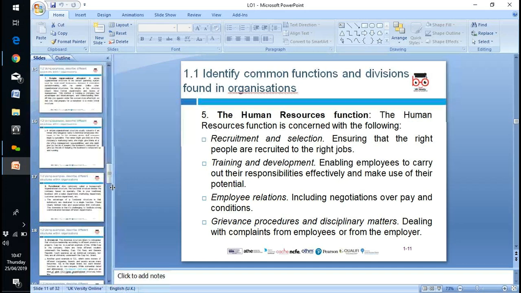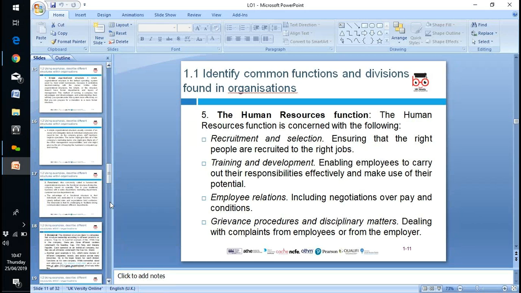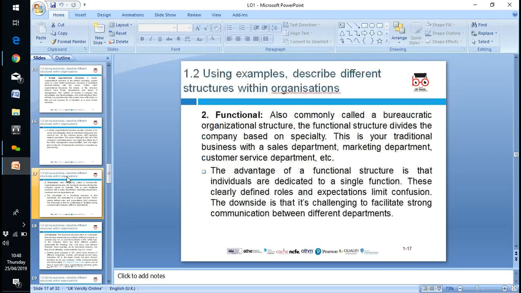Where's that gone? I want to double look at that. Right, here we are. I've jumped, sorry.